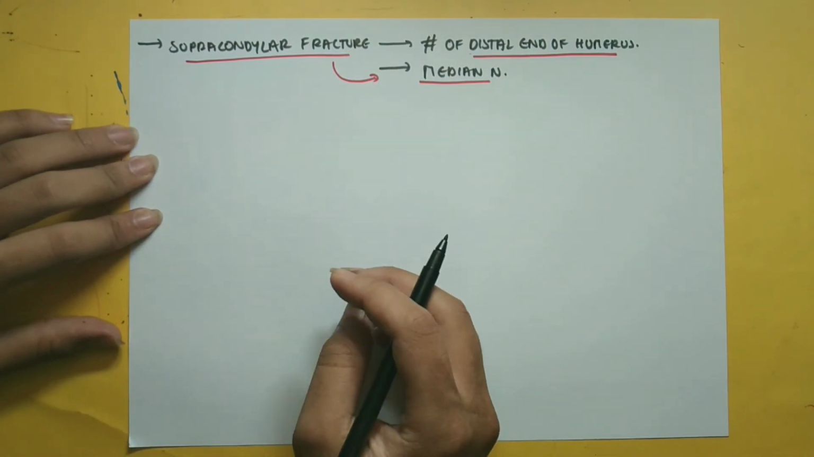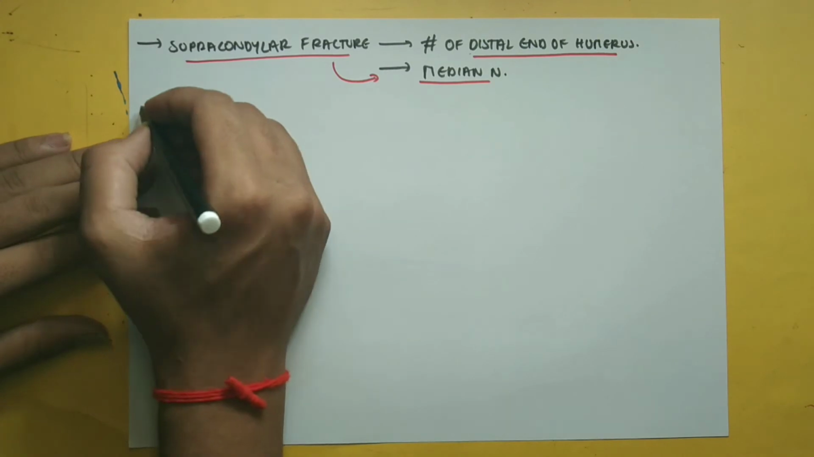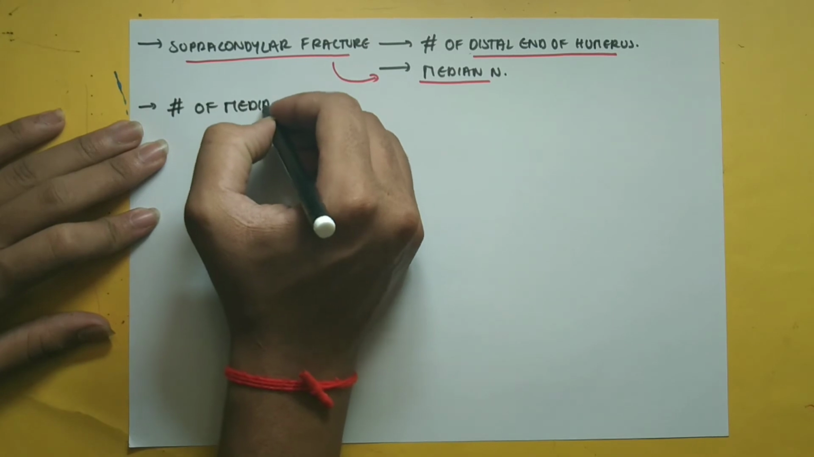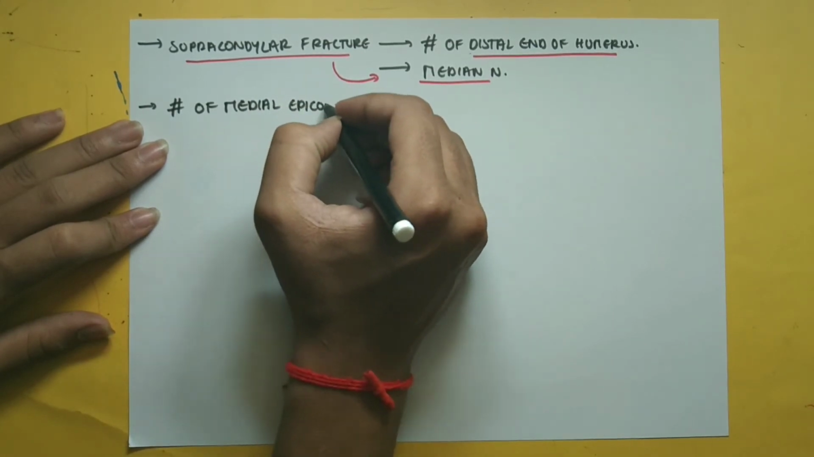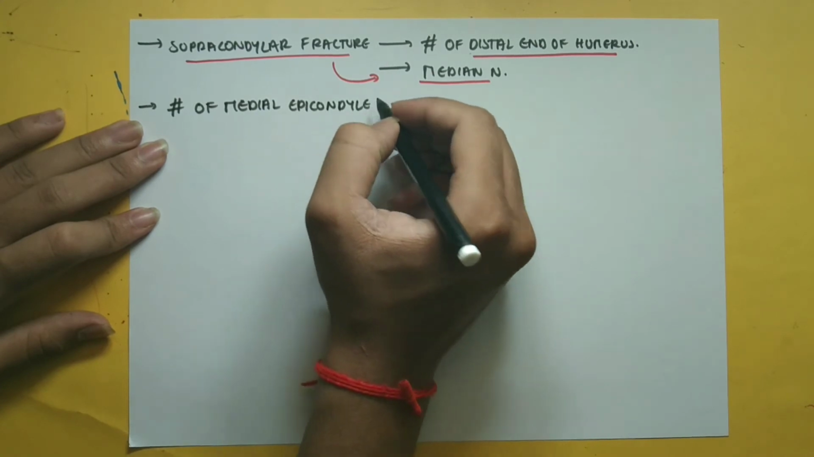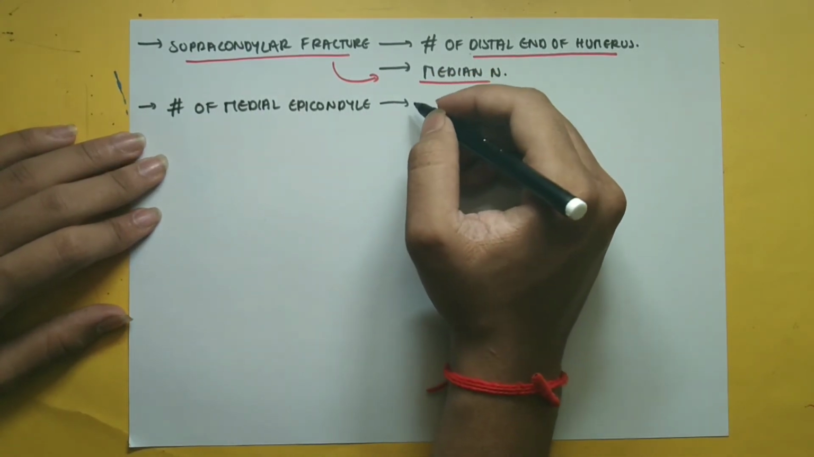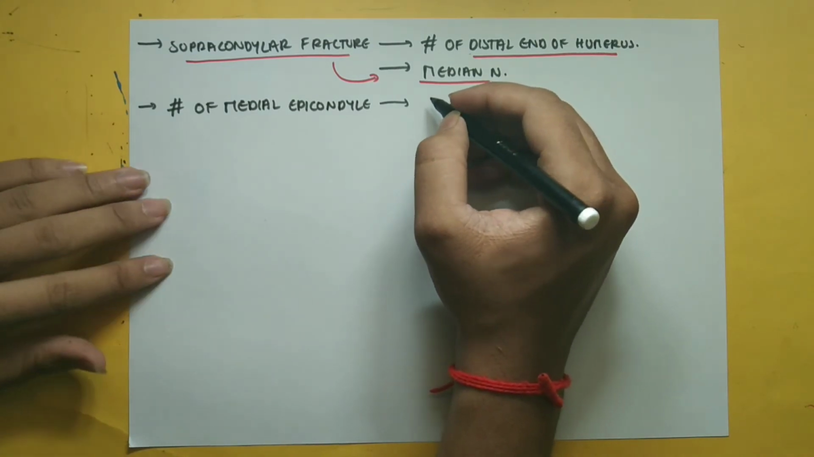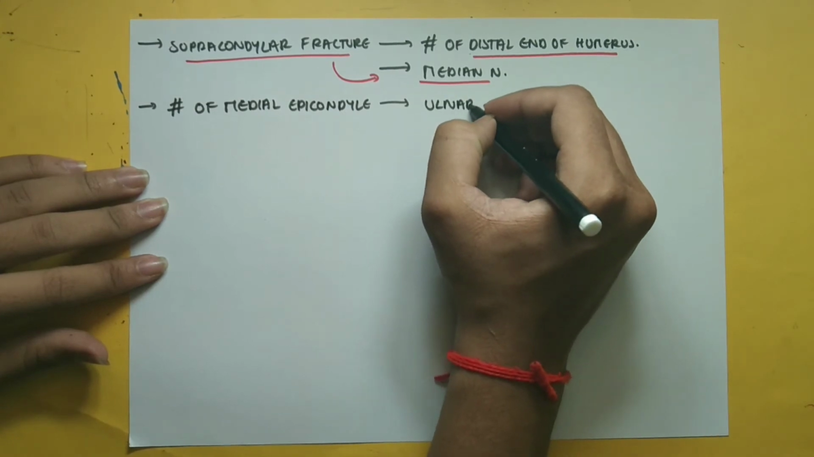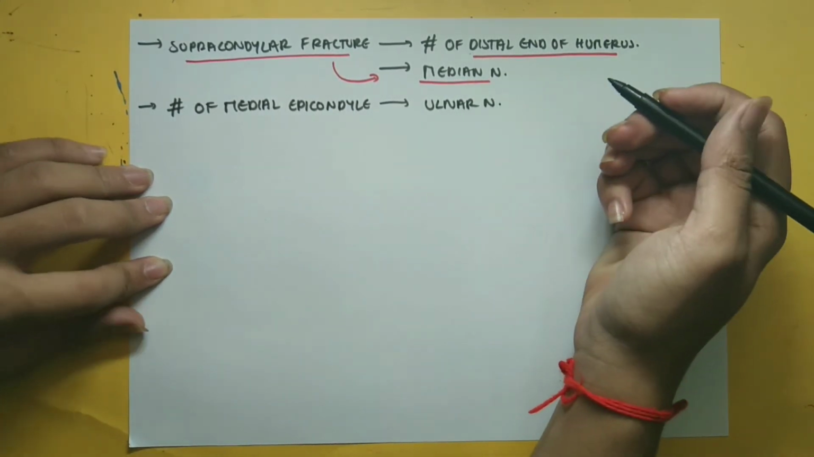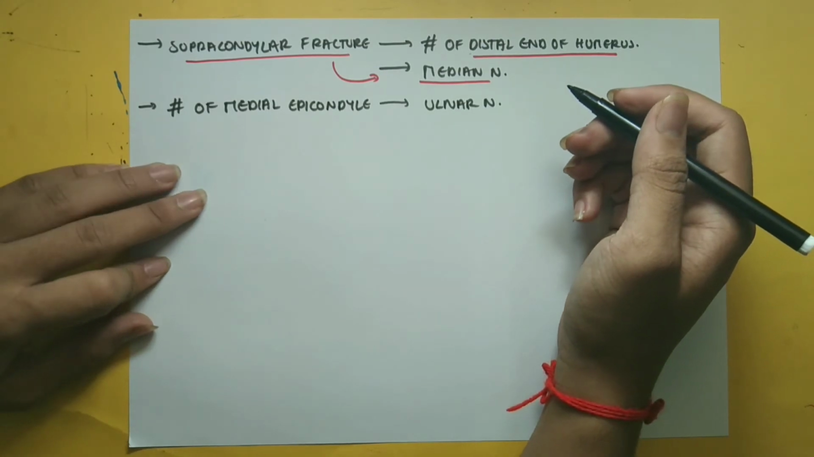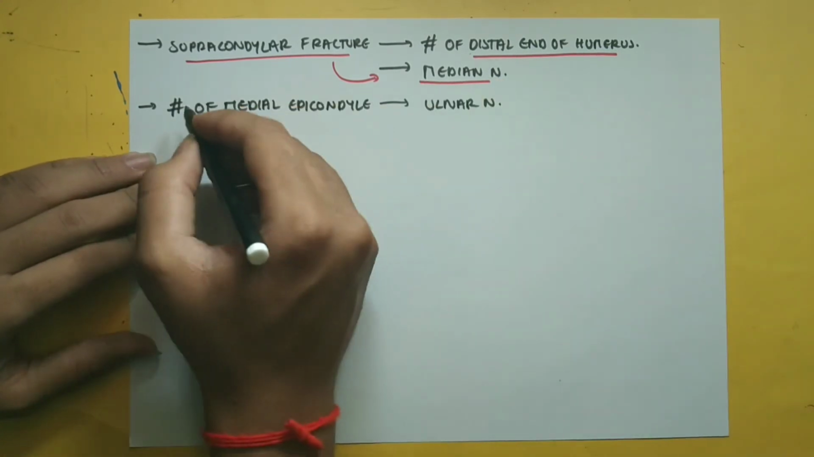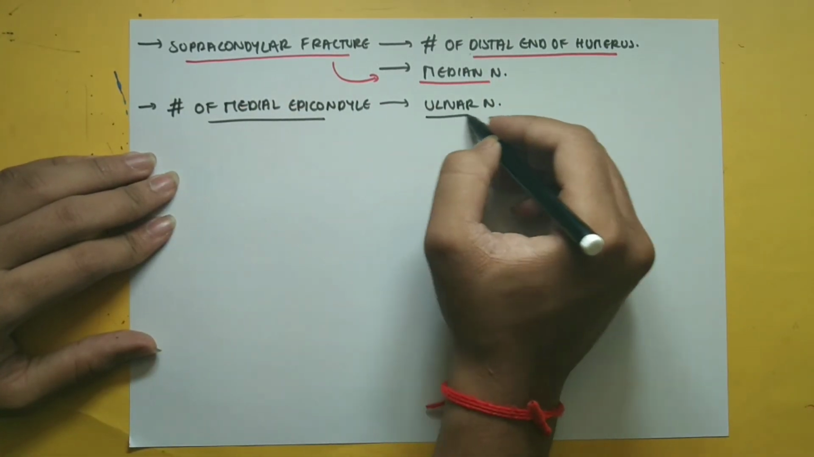Okay, what happens when the fracture of medial epicondyle? The fracture of medial epicondyle damages the ulnar nerve. Why does it damage the ulnar nerve? This ulnar nerve is compressed in the groove behind the medial epicondyle. So, whenever there is a fracture of medial epicondyle, the ulnar nerve gets damaged.